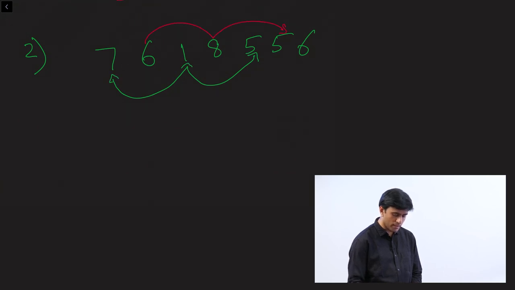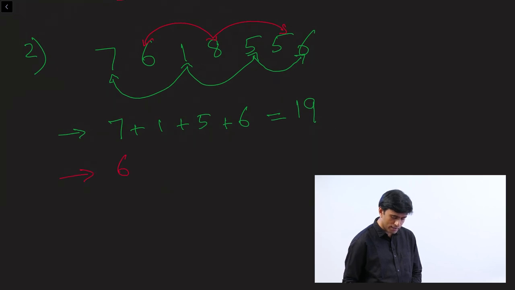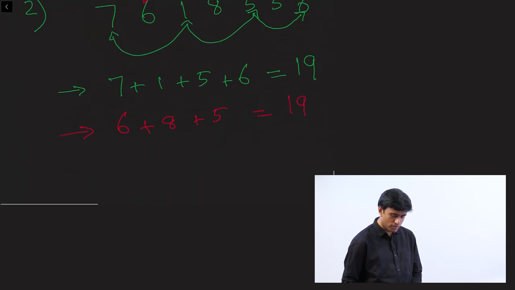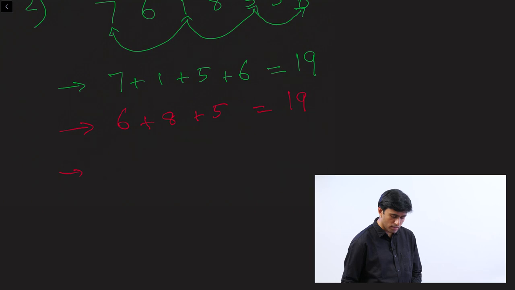Let's go ahead and work the sum. So the first: 7 plus 1 plus 5 plus, oh sorry, I forgot this, you have 6 also, plus 6. This is 19. How about the one in red? 6 plus 8 plus 5 gives you 19. So the next step is to do the subtraction.